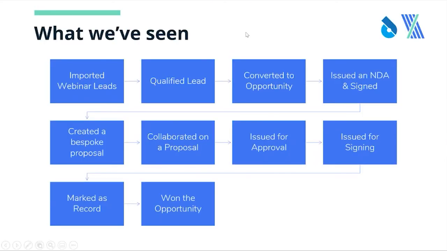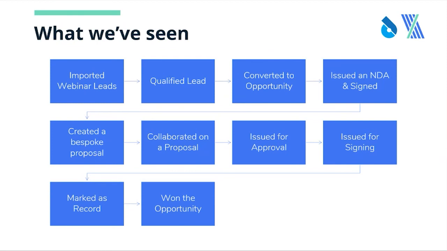So what have we seen? We've really smashed through this process in about 40 or so minutes. We ran our fictitious webinar and we got a whole bundle of leads. Then, stage 2, we took that lead, qualified one and converted it to an opportunity. With the opportunity, we felt now was the time to put an NDA in place. So we issued that NDA and we did electronic signature for it.